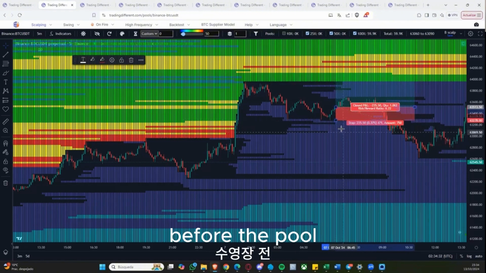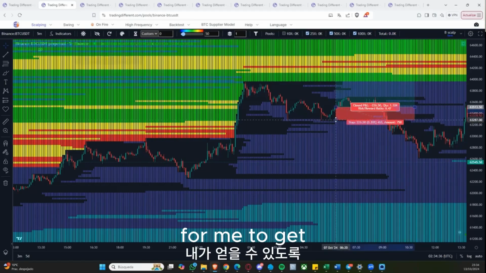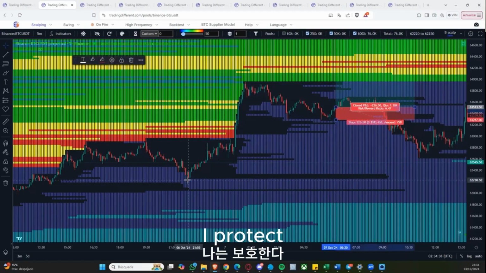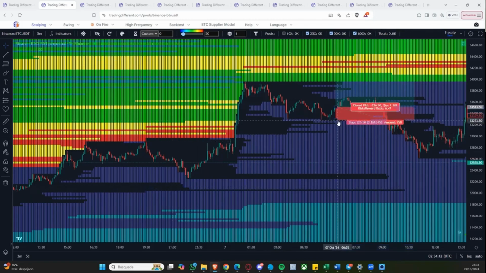I place it before the pool so that if the price continues to fall and it enters the pool, it makes sense for me to get out. This way, I protect the position in case the price goes towards the pool liquidity.